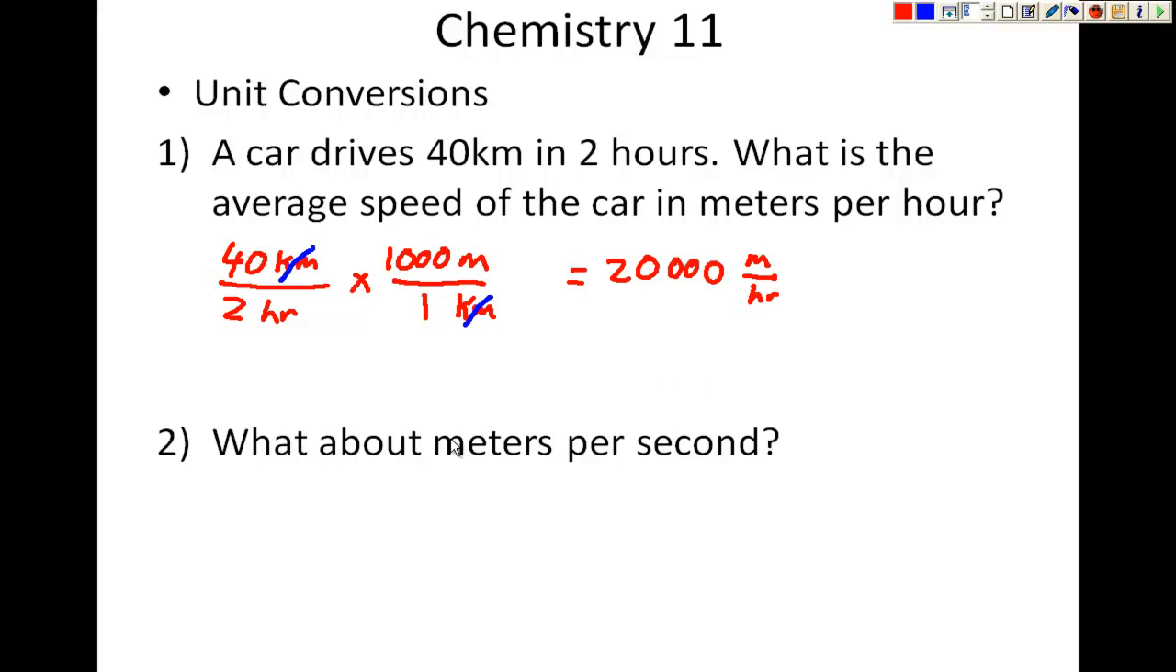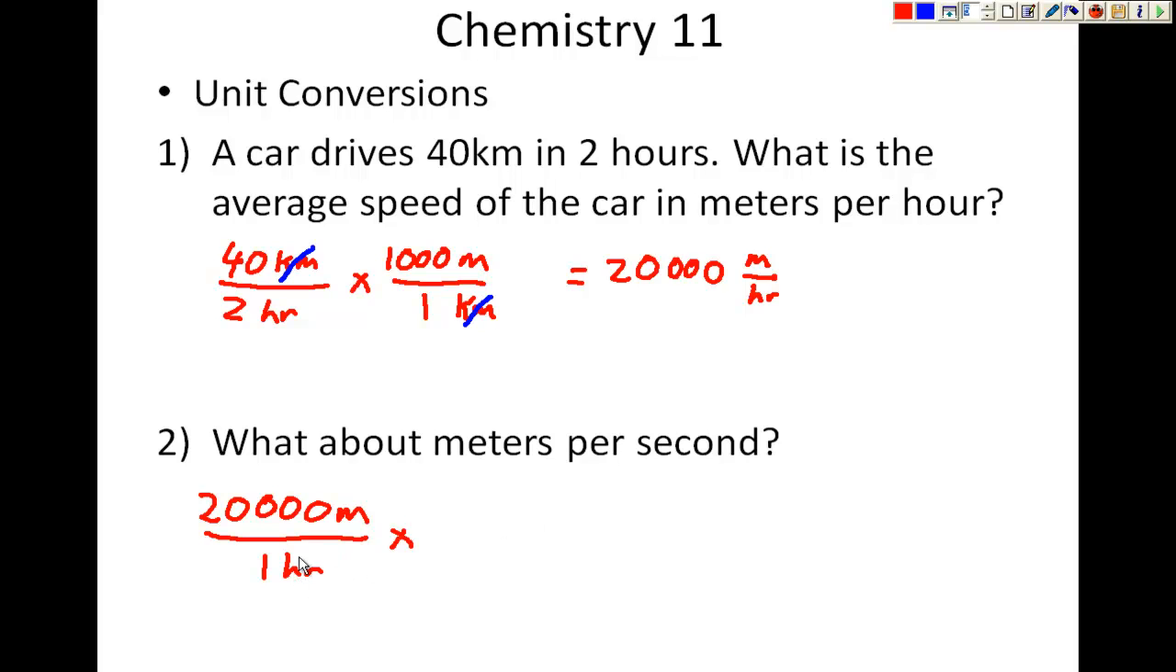So what about if the question asks, what about meters per second? So I'm going to take 40 kilometers in 2 hours and change that into meters per second. So what I can do to save a little bit of time is take my old answer right here of 20,000 meters per hour, and change this into meters per second. So I already have meters up here, so I want to keep that, so that's no problem. Okay, but I want to get rid of this hours.